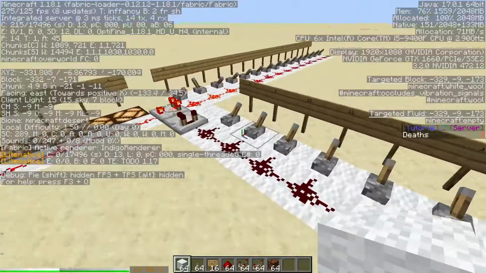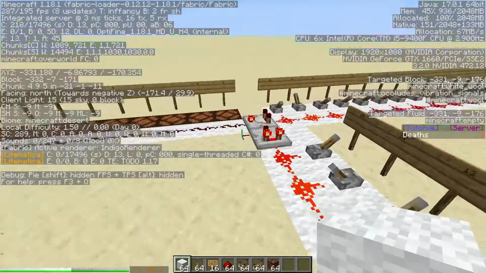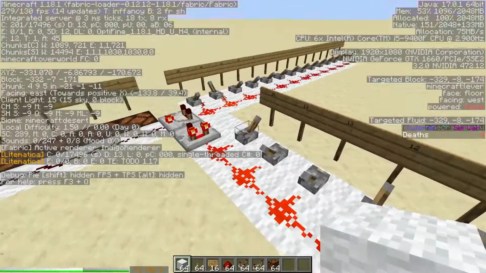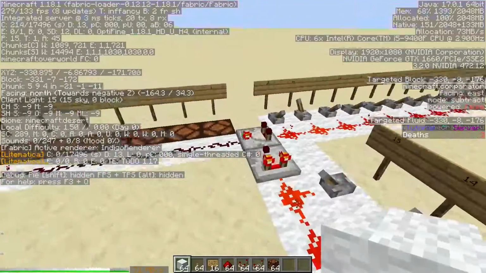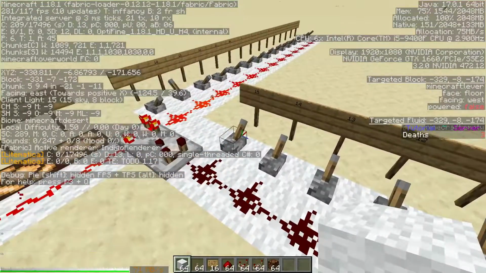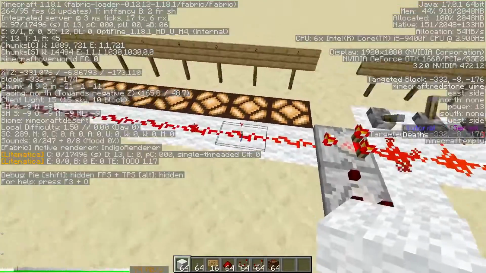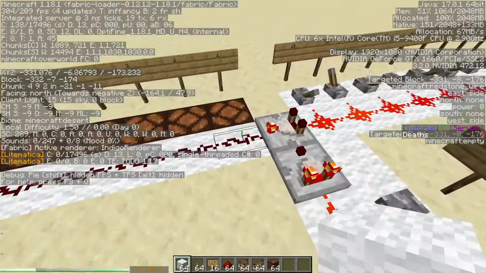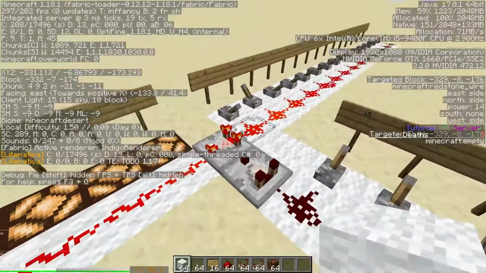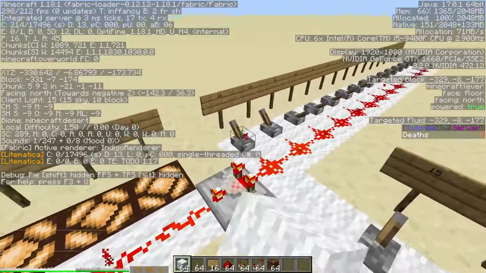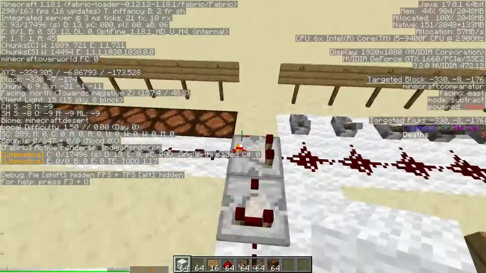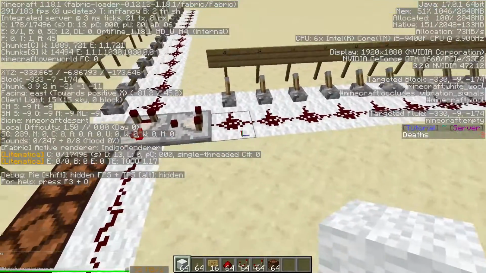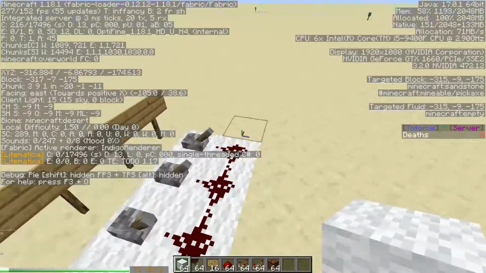If we give it the same signal strength, it will equal 0, or if we give it a higher signal strength, it will also equal 0, because signal strength can't be negative. It's just 0.